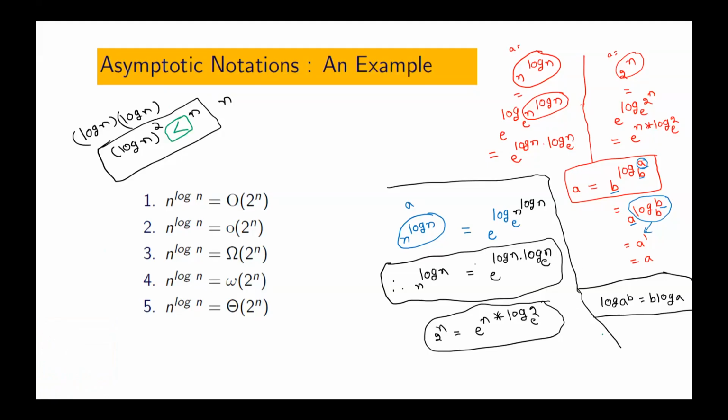Now bases are same in both. This base is e. Here also it is e. Now you compare only the powers. Log n into log n. Here it is n into log 2 base e. Out of this, which is smaller?